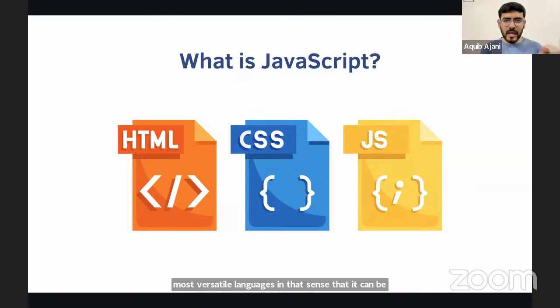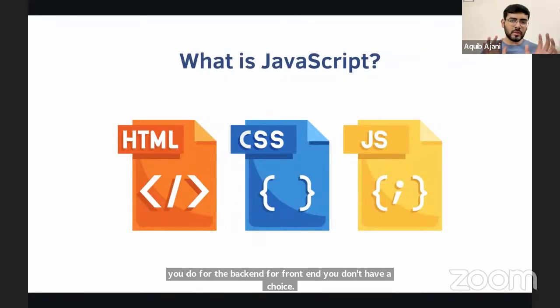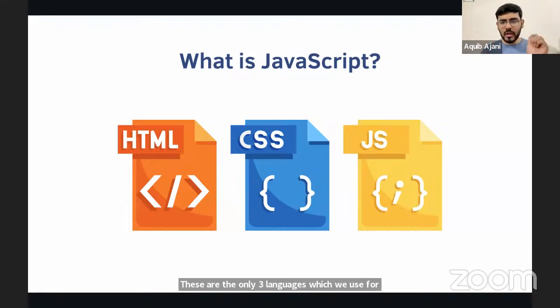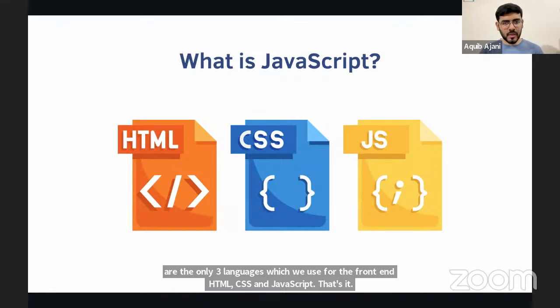We have front-end frameworks like React, Angular, Vue in JavaScript, and we also have back-end frameworks like Node, Express as well in JavaScript, which is not the case with any other language, right? So you will not find any front-end framework with Python. You will not find any front-end framework with Java, because again, like we discussed earlier, the browser only understands HTML, CSS, and JavaScript, which is why no matter what you do for the backend, for front-end, you don't have a choice. These are the only three languages which we use for the front-end: HTML, CSS, and JavaScript. That's it, right? That's basically what we have, right?